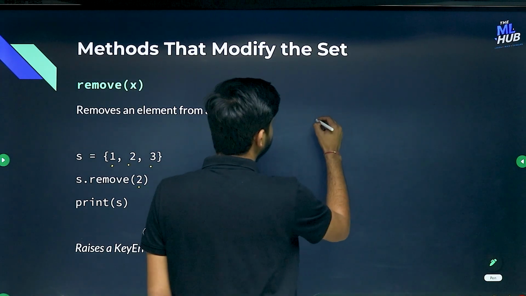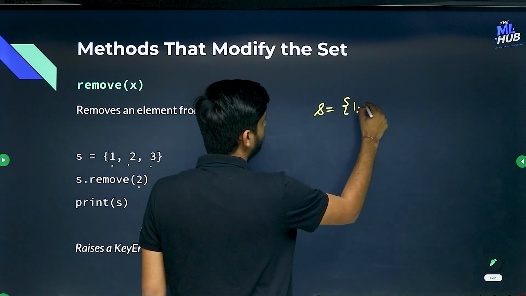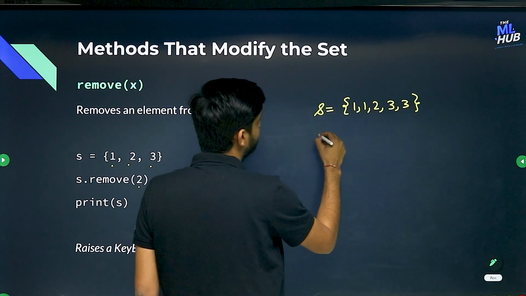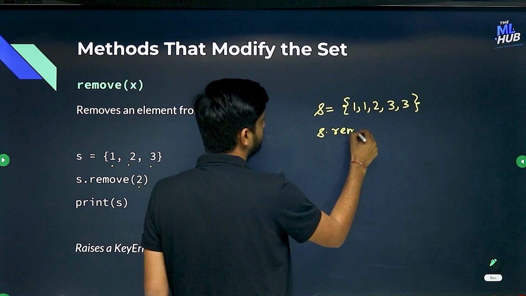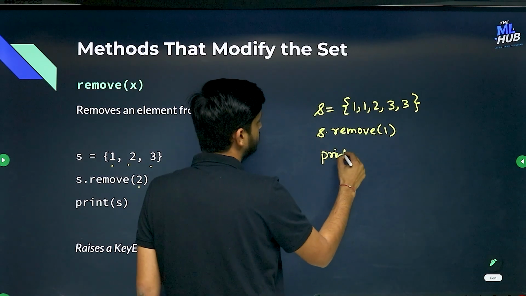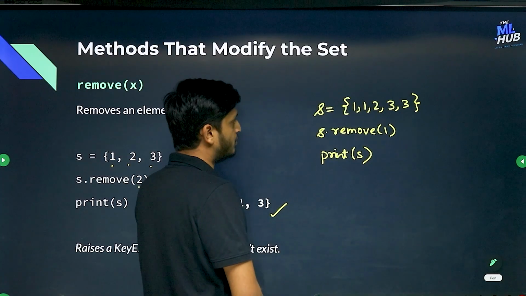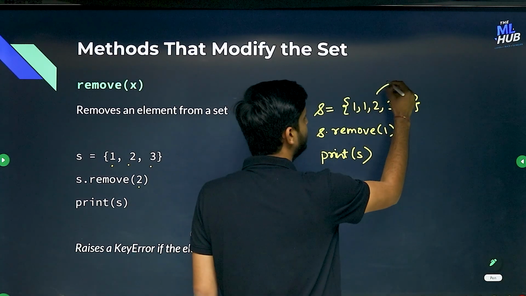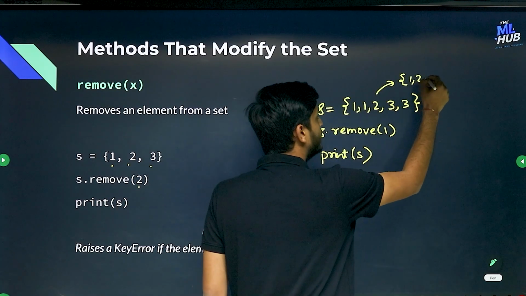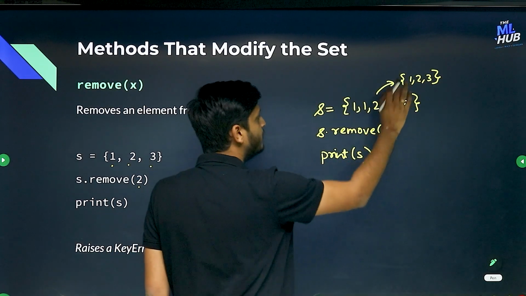Now let me give you another example. Let's say the set contains elements 1, 1, 2, 3, 3. And if I say s.remove(1), and then print s, what are the elements that will be printed? You try to think first. When you create a set like this, internally duplicates are already removed. So internally the set will only contain the elements 1, 2 and 3 in memory.